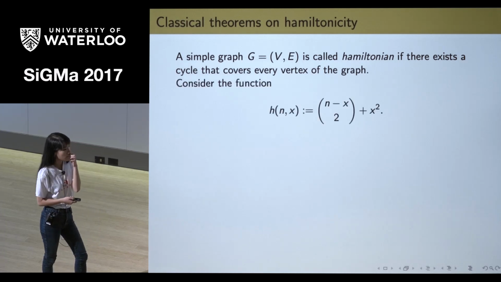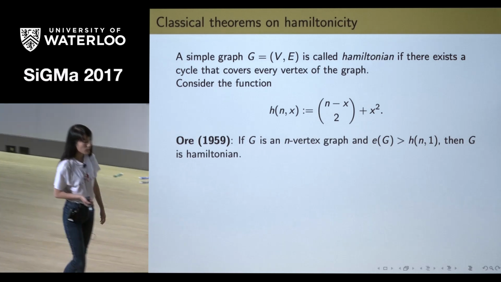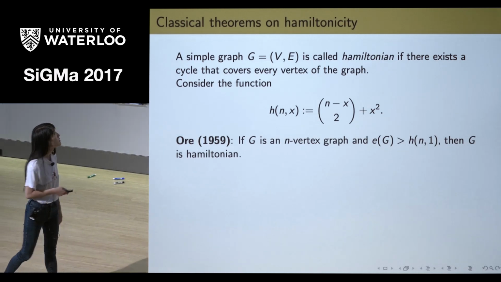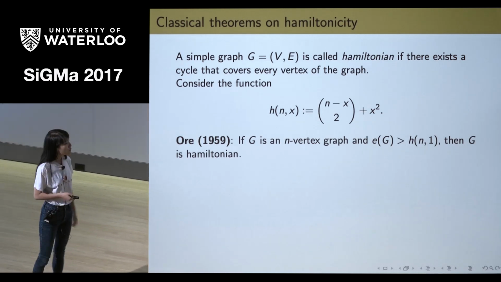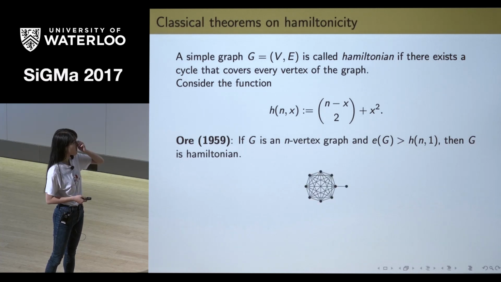And so let's define this function first, this h_n(x) function: (n minus x choose 2) plus x squared. The first Turán type result for Hamiltonicity was due to Ore in 1959. He proved that if we have an n-vertex graph and the number of edges is greater than h_n(1), then G is Hamiltonian, with this extremal example.